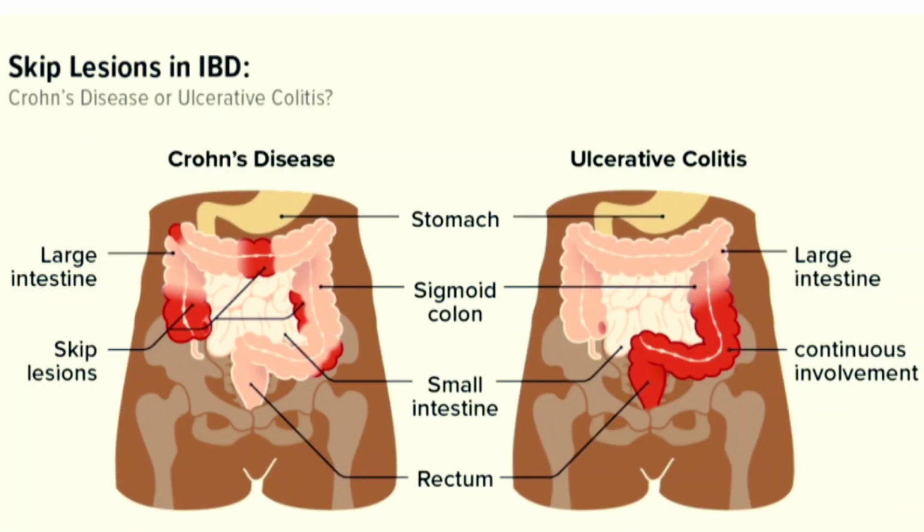Then there is something called skip lesions. It's not continuous. Some lesions are here, then it is normal, then another comes in. That's why it is cobblestone: a stone is there, nothing is there, again one more stone is there. So skip lesions can be seen in Crohn's disease. These are some of the classical things you can see grossly.